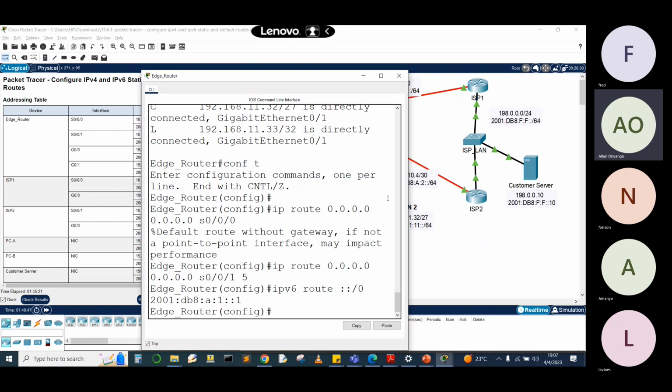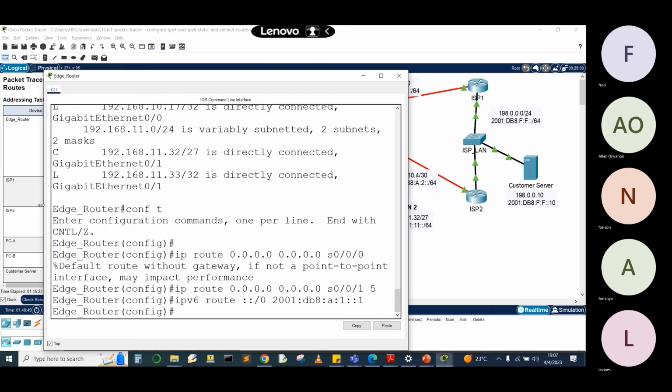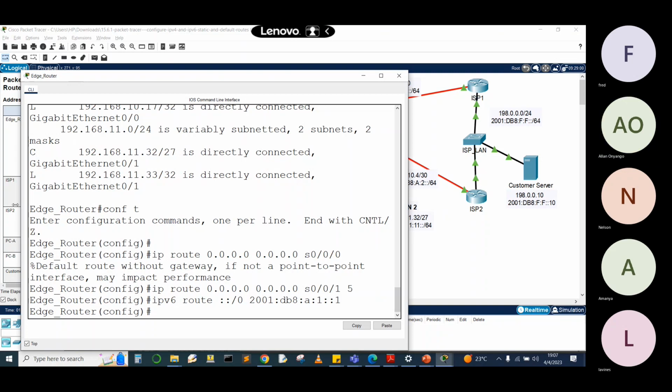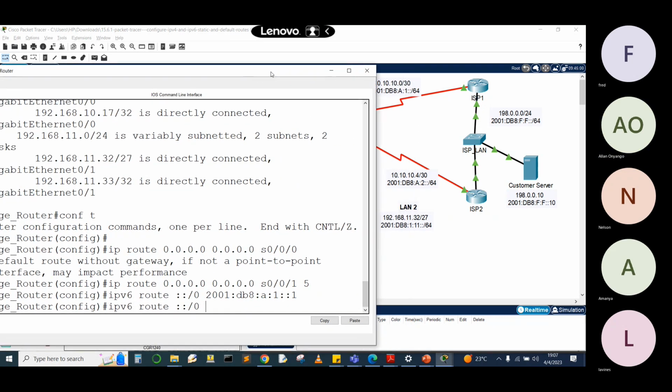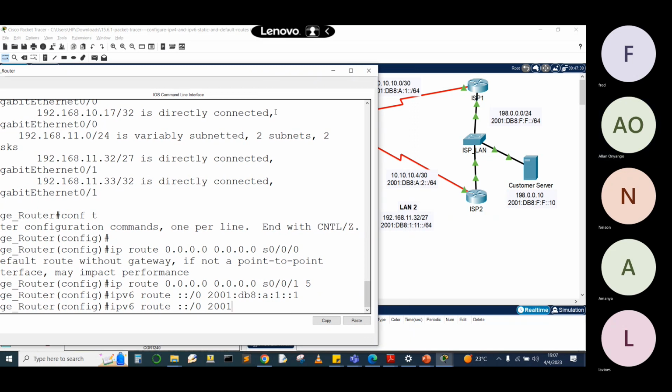So on the edge router, I need to say here ipv6 route ::/0. Then I need to put that IP, and as we can already see it here, it is 2001:DB8:A:2::, and I just add 1 there, and that's it. That is the IPv6 address here, which is our next hop IPv6 address.